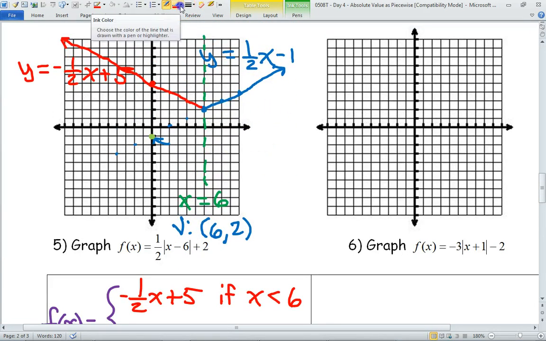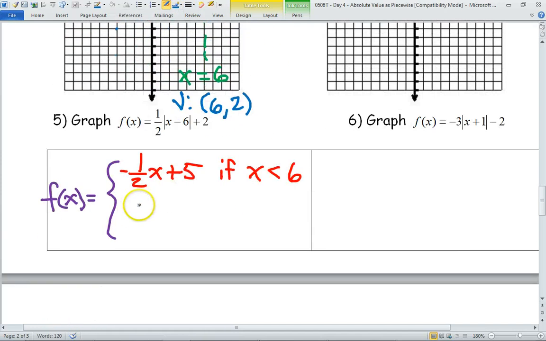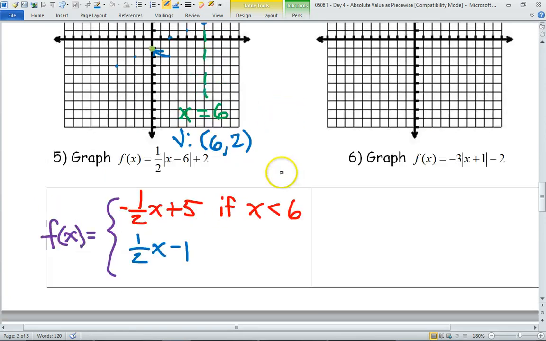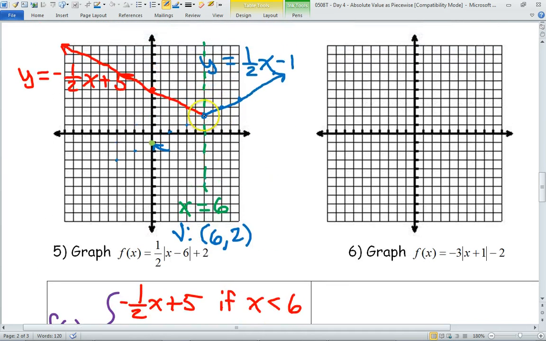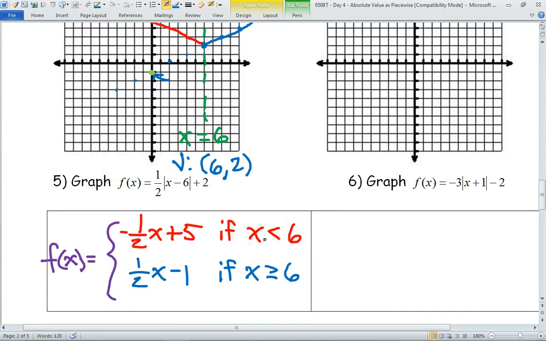1/2 x minus 1. Alright, think about what's coming next. Jesus, McDonald, or Brooke, I need to know what's coming next. Hopefully somebody said if x is greater than or equal to 6, because it's going to be the blue graph. Everything changes at 6, but the blue graph is to the right, so that's greater than or equal to.